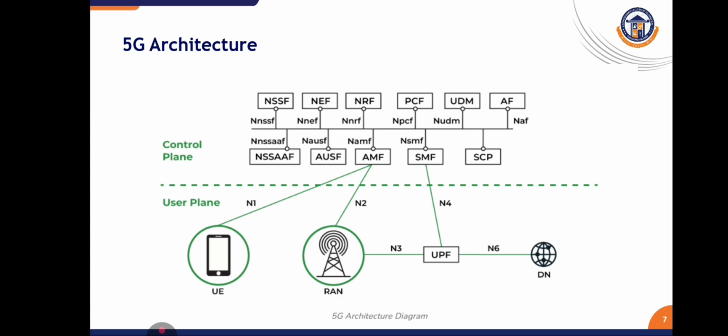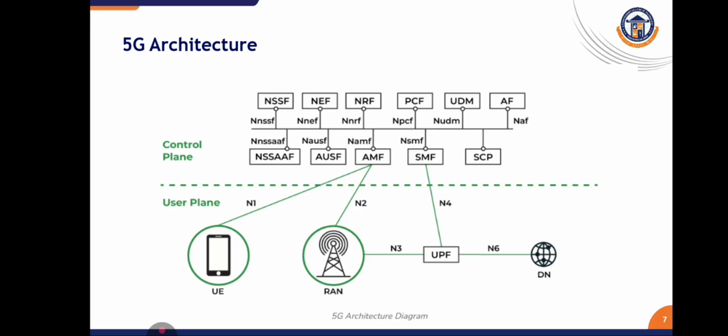So coming to the 5G architecture, we have a control plane and a user plane. In the control plane, signaling, mobility management and authentication are handled, and in the user plane, the actual user data is transferred. In the control plane, we have the access and mobility management function and the session management function. You can see the authentication server function, unified data management, PCF, that is the policy control function, network repository function, network slice selection function, network exposure function, and application function. The last one is the service communication proxy.